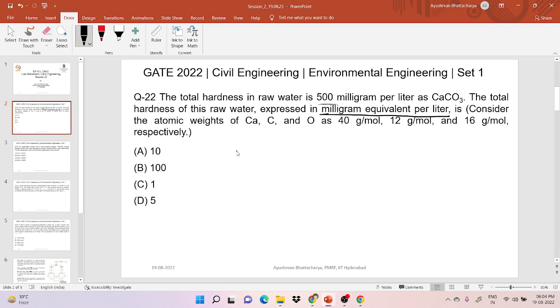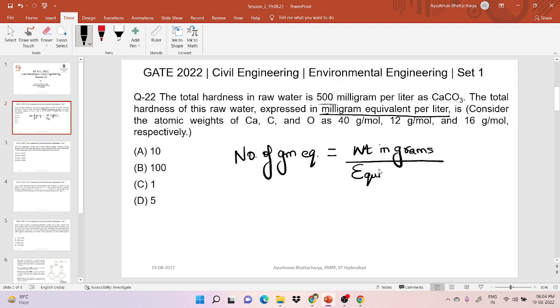I will first write the formula. In the previous class, I mentioned the number of gram equivalent is equal to weight in grams divided by equivalent weight. And how do we calculate equivalent weight? Equivalent weight is equal to molar mass divided by valency.